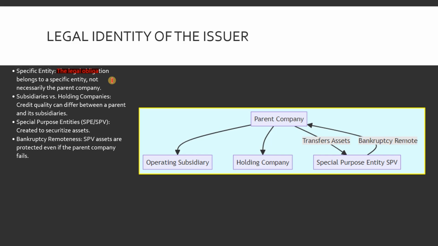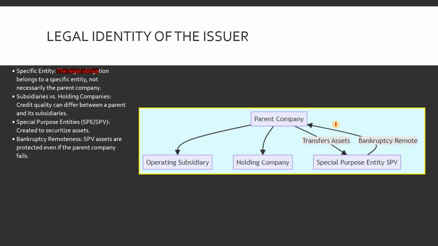In structured finance, we see special purpose entities, or SPVs. These are separate legal boxes created just to hold assets and issue bonds. A key concept here is bankruptcy remoteness. If the main company goes bust, the assets in the SPV are usually safe for the bondholders.